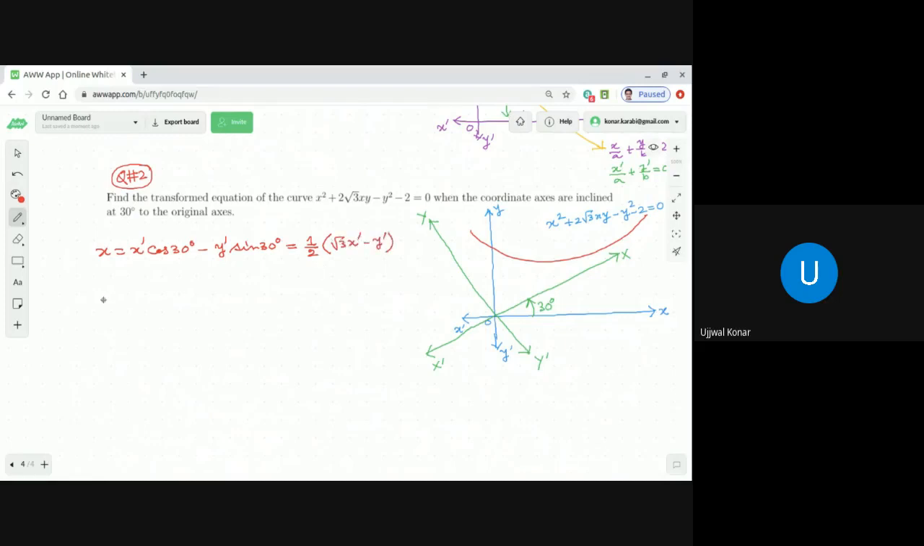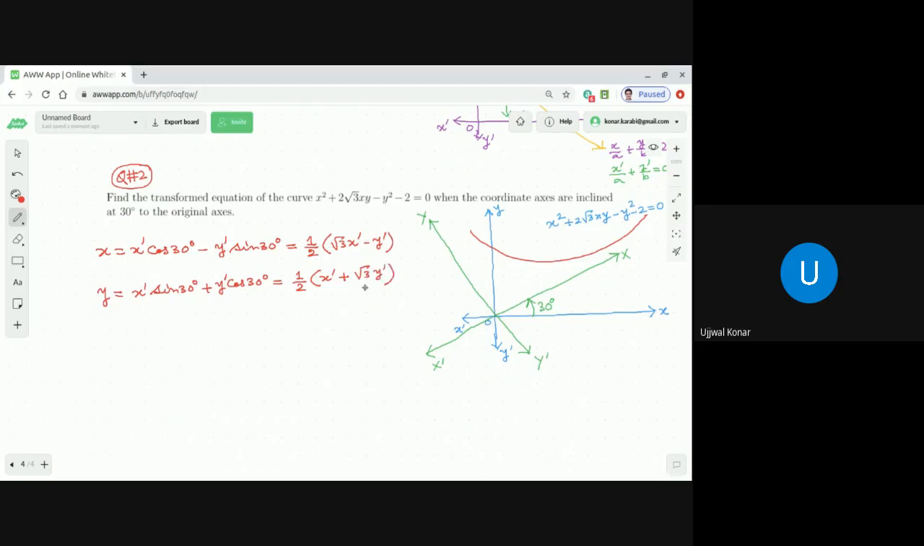Correct, dear students? And what is y? Y is equal to x dash sin theta, that is x dash sin 30 degrees, plus y dash cos 30 degrees. That is equal to 1 by 2 into sin 30 and cos 30, which we apply the value here, so it will become x dash plus root 3 into y dash.